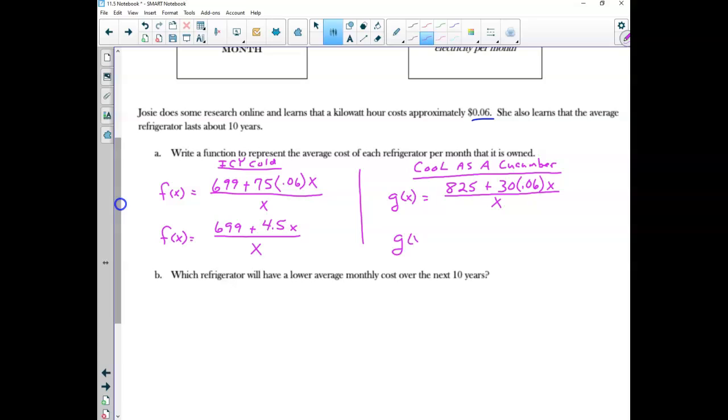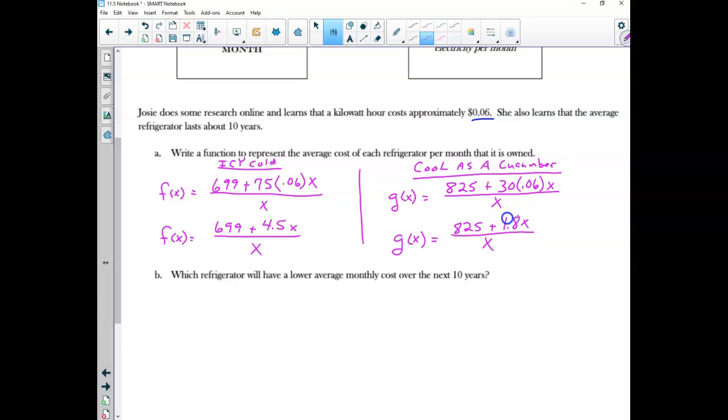So cool as a cucumber is going to cost me my initial investment of $825 plus 30 kilowatt hours times 6 cents an hour. This one's going to cost me $1. Sorry for the little interruption we had there with the PA going on, but cool as a cucumber costs you $825 initial investment, but your 30 kilowatt hours times 6 cents, this one's only going to cost you $1.80 per month to run, and we're going to divide it by X months to find out what our average cost is.